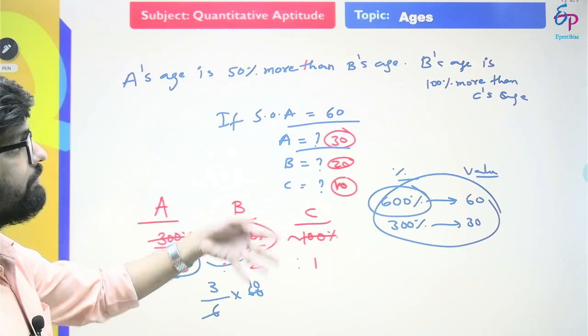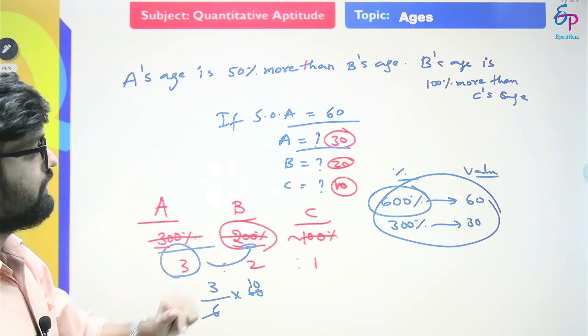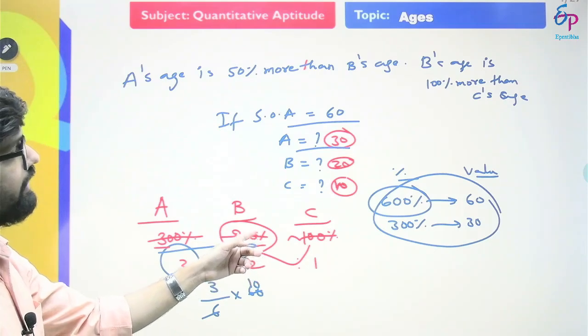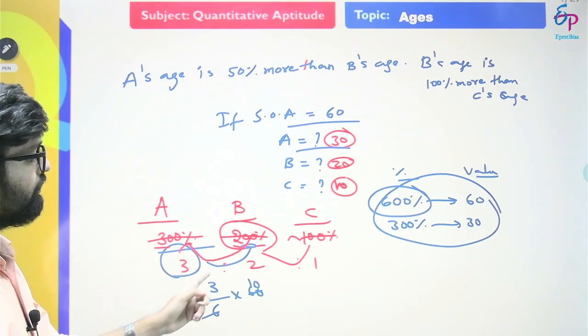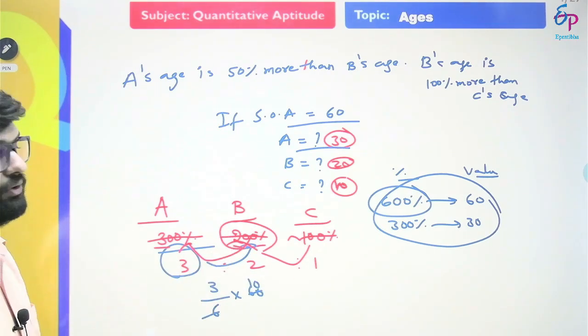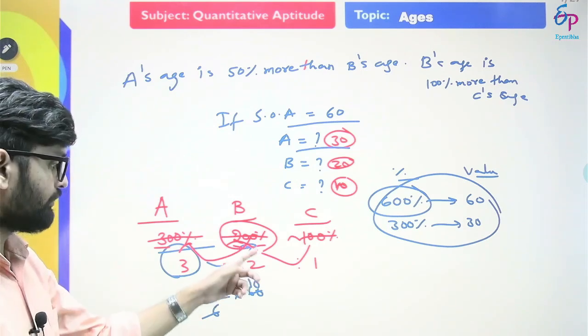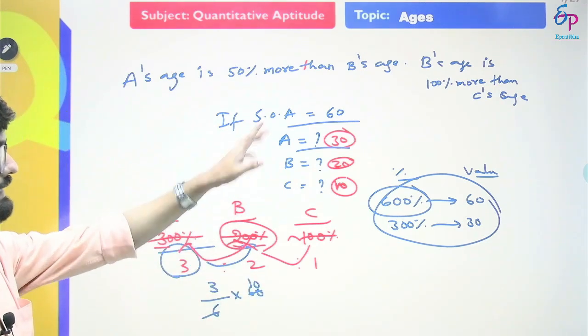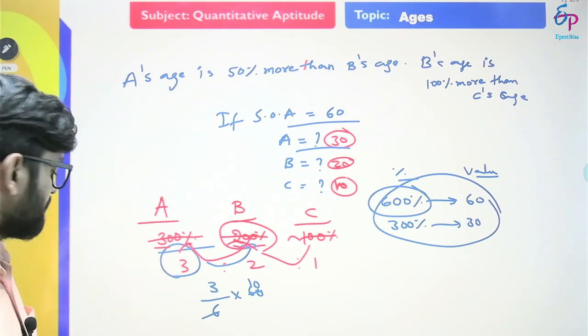Next, A's age is 50% more than B's age. B's age is 100% more than C's age. 100% more than C's age means this is twice, it has become twice, and this is 50% more. What is 50% more? 50% of 200 is 100. 100 more means this is 300. 3:2:1 is the ratio. A's value will be exactly half, that will be 30.